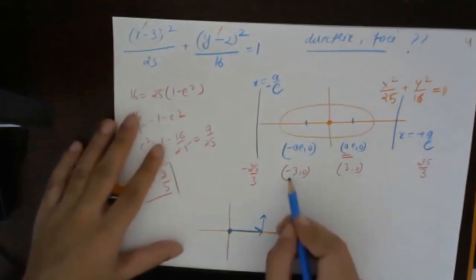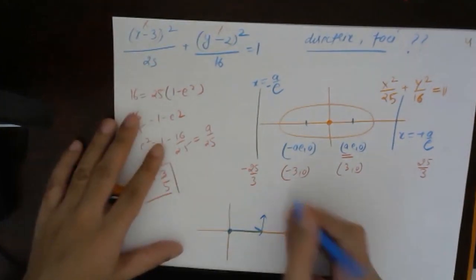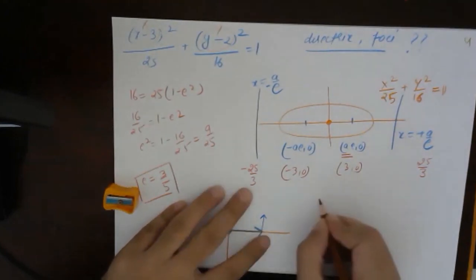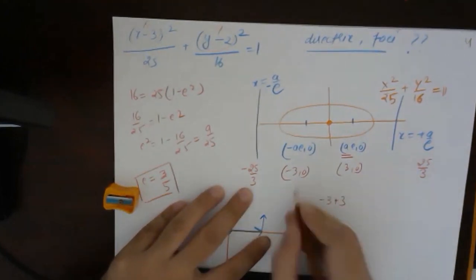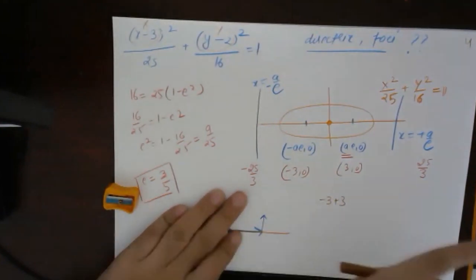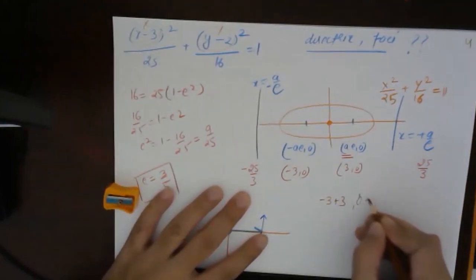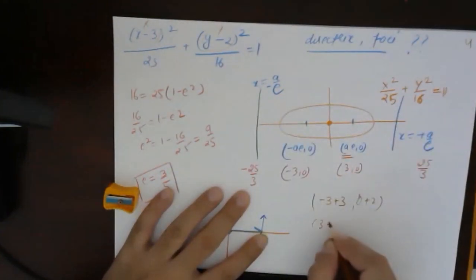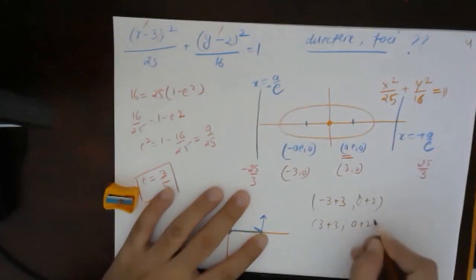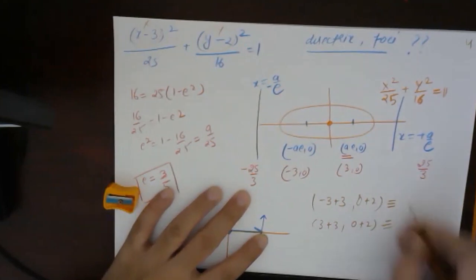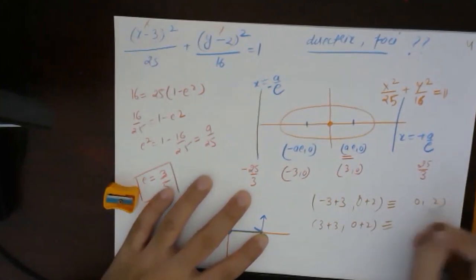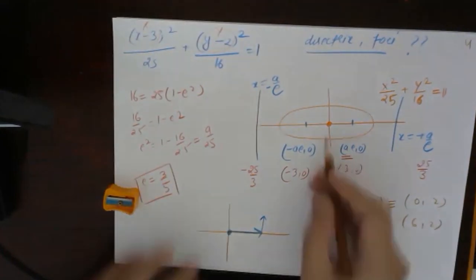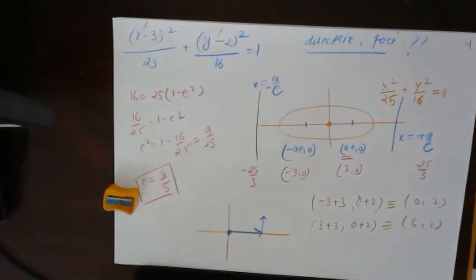So let's see. First I will find the foci. This is minus 3 plus 3, moving in this direction, comma 0 plus 2, moving above. And 3 plus 3 comma 0 plus 2. So the new foci will become 0 comma 2 and 6 comma 2. Understood?